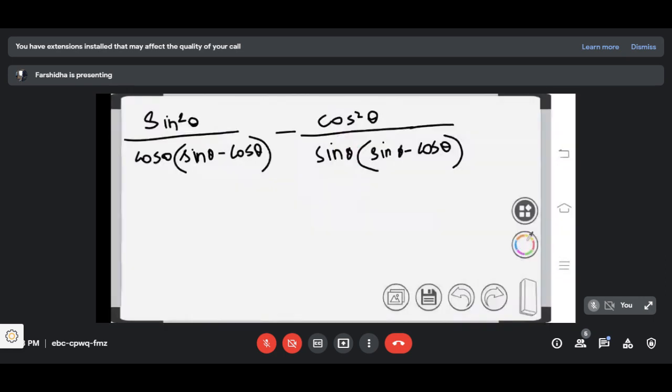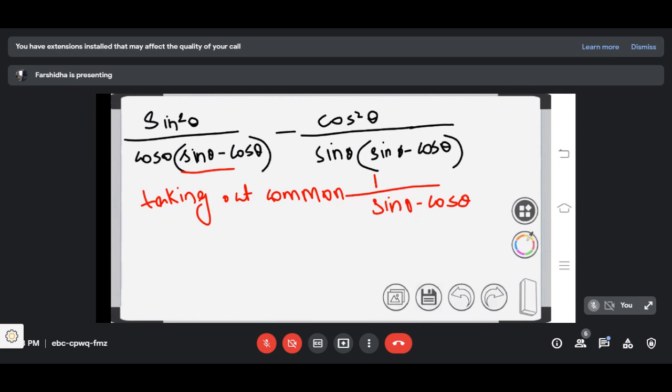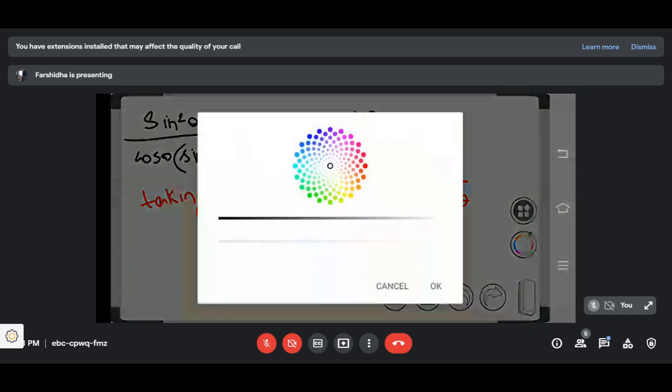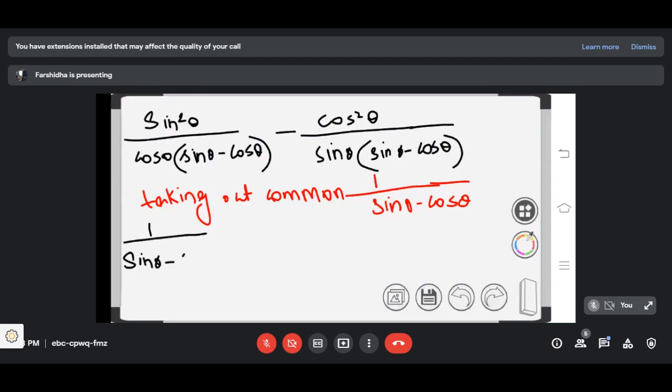Taking out common 1 by sin theta minus cos theta. Don't write sin theta minus cos theta as the common factor. You can't take sin theta minus cos theta out, since it lies on the denominator side. You need to write taking 1 by sin theta minus cos theta, because they are lying on the denominator side. So take 1 by sin theta minus cos theta outside. So your next step will be 1 by sin theta minus cos theta.